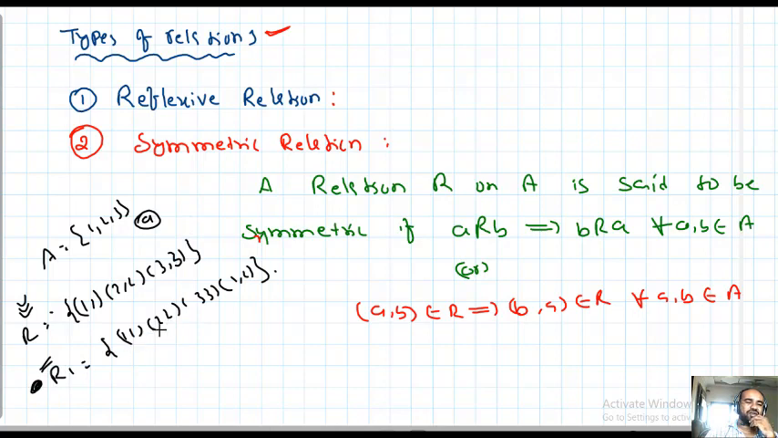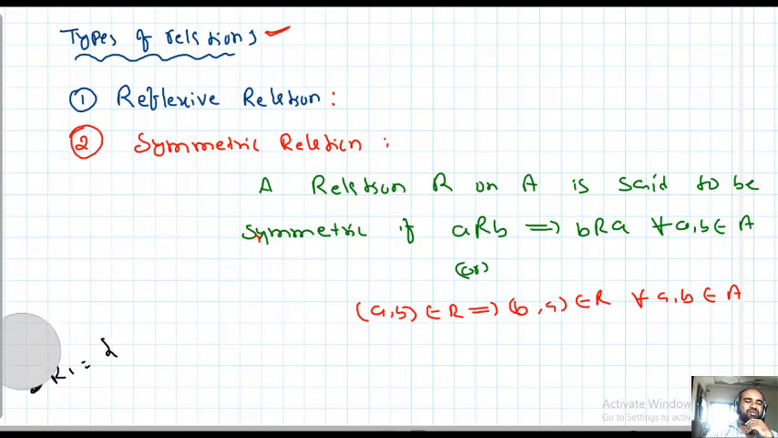1 comma 1, this is reflexive. So transitive or symmetric or not, we need to check. 1 comma 1 reversed, that one only. 2 comma 2 reversed, that one only. 3 comma 3, that one only. 1 comma 2 reversed is 2 comma 1, which should be there but is not. So the given relation is not symmetric. In this way, you can check the symmetry of a relation. Okay, this is a definition.